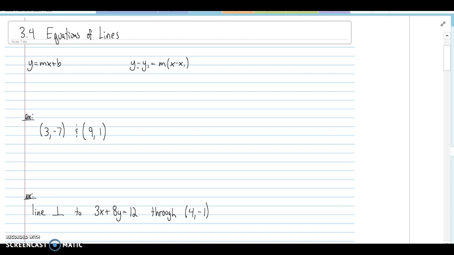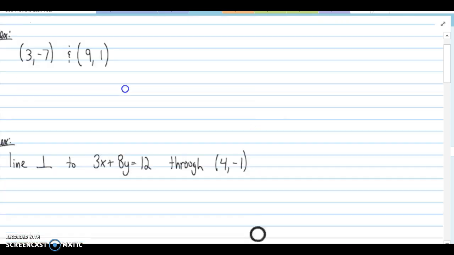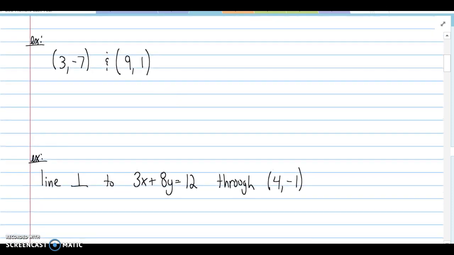We can use either one of those, but generally we want to end up having it in slope-intercept form. Let's go to our first example here. We have these 2 points. We want to figure out what is the equation of the line that connects those 2 points. If I wanted to, I could draw this (9, 1), (3, -7). So there is the line I'm talking about.